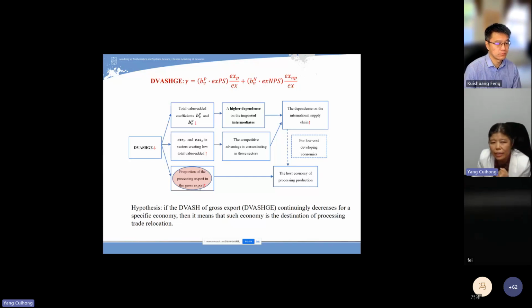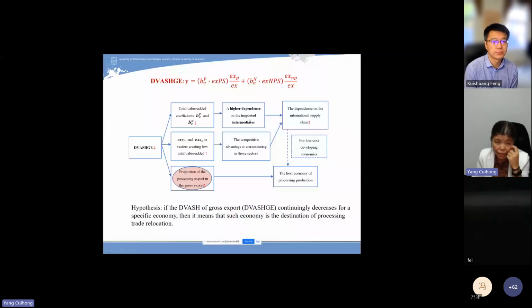Another factor is the total value added coefficients of processing export and non-processing export. If BVP and BVN decrease, it means a higher dependence on imported intermediate goods.